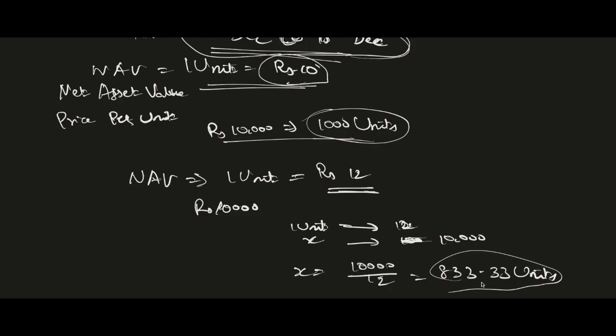So, moral of the story, one person can invest into this open-ended fund throughout the year, but the number of units that he is going to get will depend upon the NAV rate at that time. Okay, so this is how an open-ended fund operates.